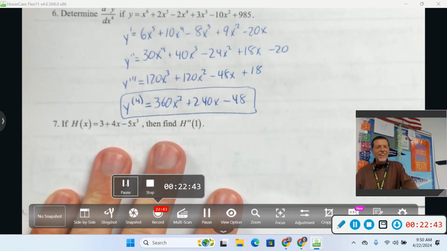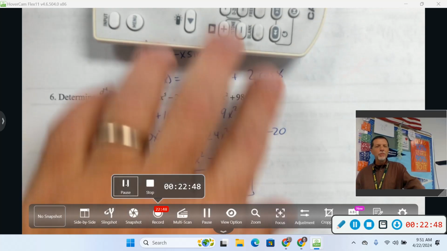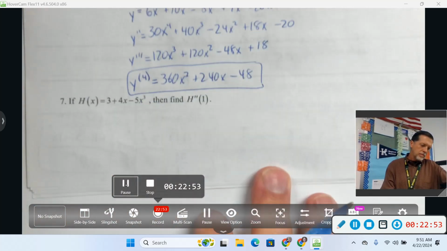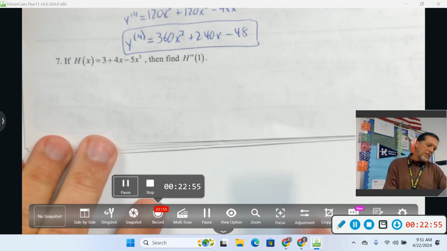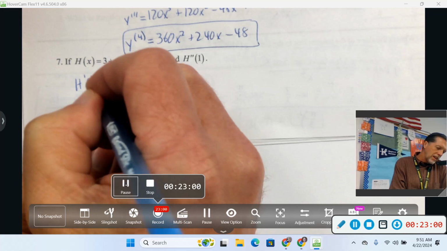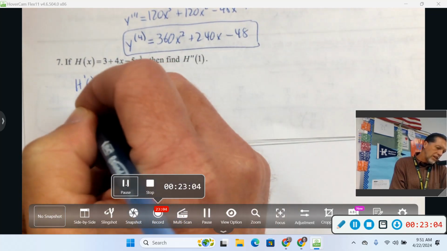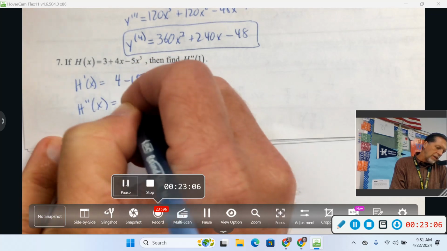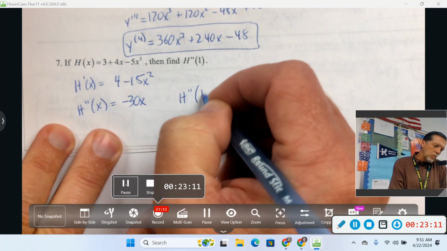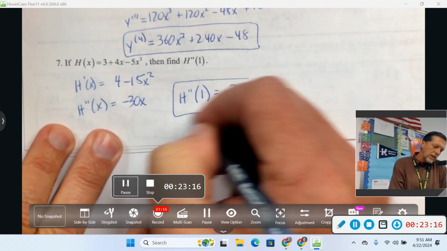Again, polynomials are nice because they get simpler as you go. Non-polynomials usually get more complicated as you go. Number 7, second derivative at 1. It's a polynomial, so this won't be too bad. 4 minus 15x squared. The second derivative would be negative 30x. So at 1, negative 30 times 1 would just be negative 30.